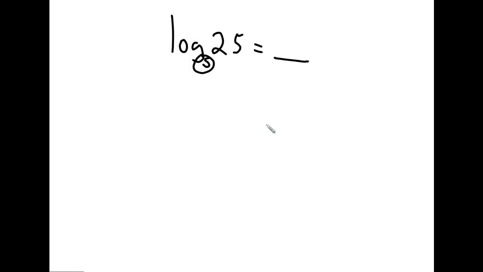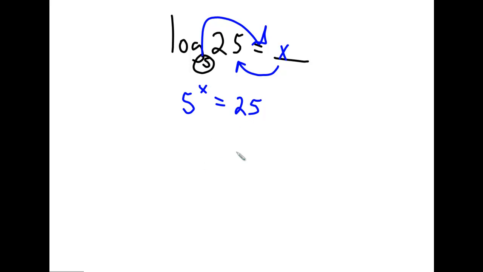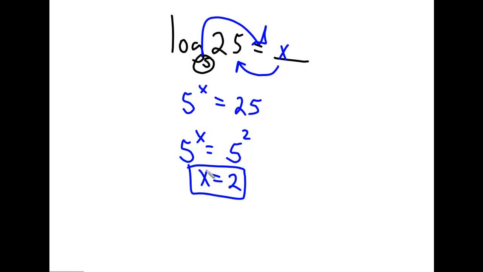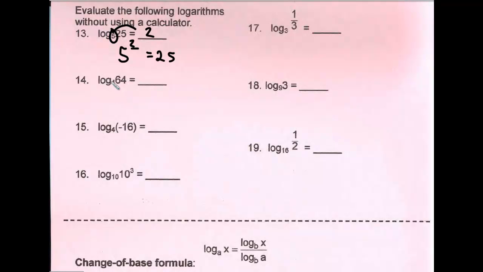Let's pretend like this blank is an x. 5 raised to the x power equals 25. From last unit, we learned that we can also change this 25 to be 5 squared. So now that the bases are the same, we set the exponents equal to each other, and x is equal to 2.